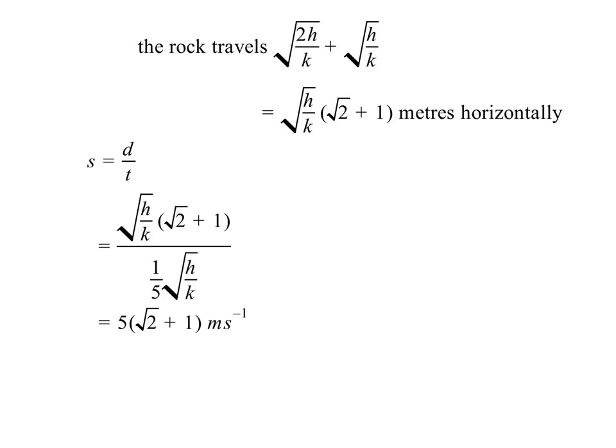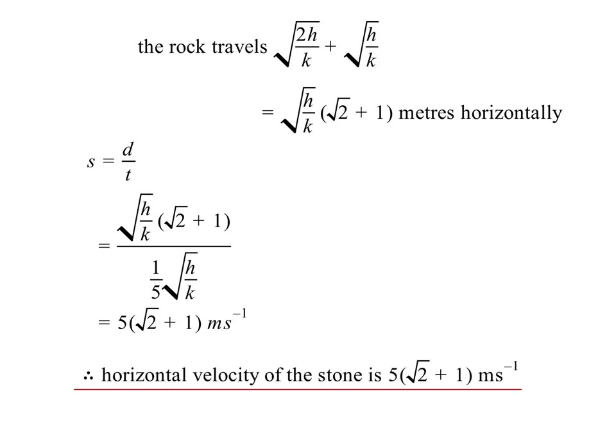Now speed equals distance over time. So subbing in that, I now have the speed of the rock. So the horizontal velocity of the rock or stone is 5(√2 + 1) metres per second. I've solved the projectile motion question, did not use one bit of calculus to do it. Everything was done just on my knowledge of quadratics. Dumb bird. Should have flown towards me, wouldn't have got it.